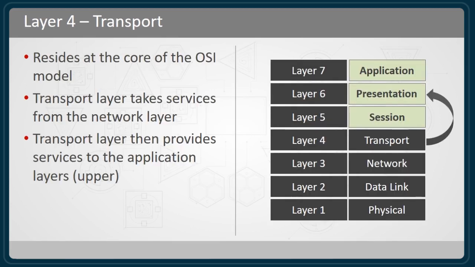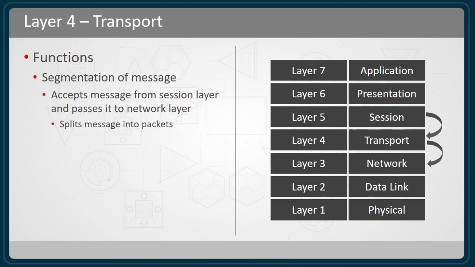Now, as far as the layer itself, it resides at the core of the OSI model, and as packets are traveling up the stack, the transport layer takes its services from the network layer below it and then provides services to the application layers above it. And on the way down, as the packet travels down the stack, one of the primary functions is the segmentation of any given message. It accepts the message from the session layer and, again, passes it to the network layer. But what we see here is the message being divided up into packets. That's one of the primary functions of the transport layer.